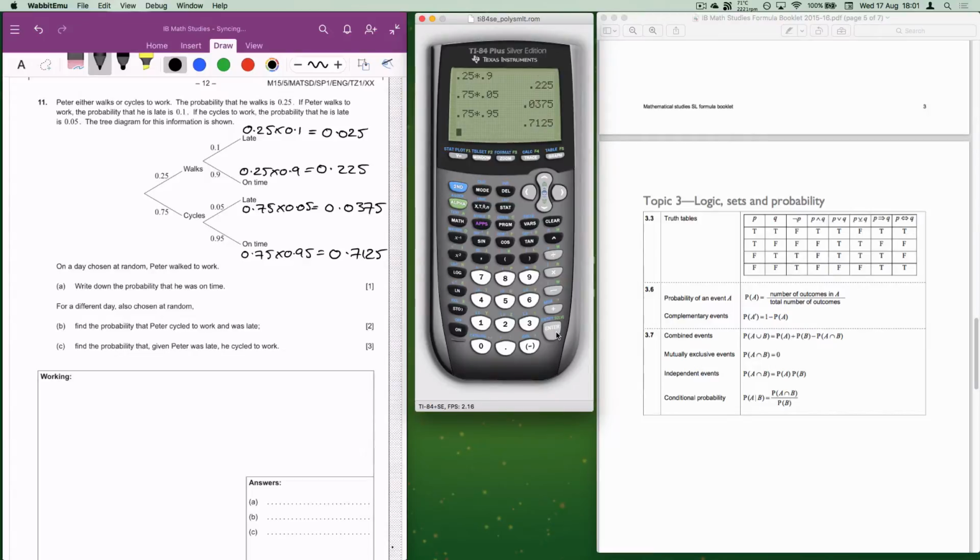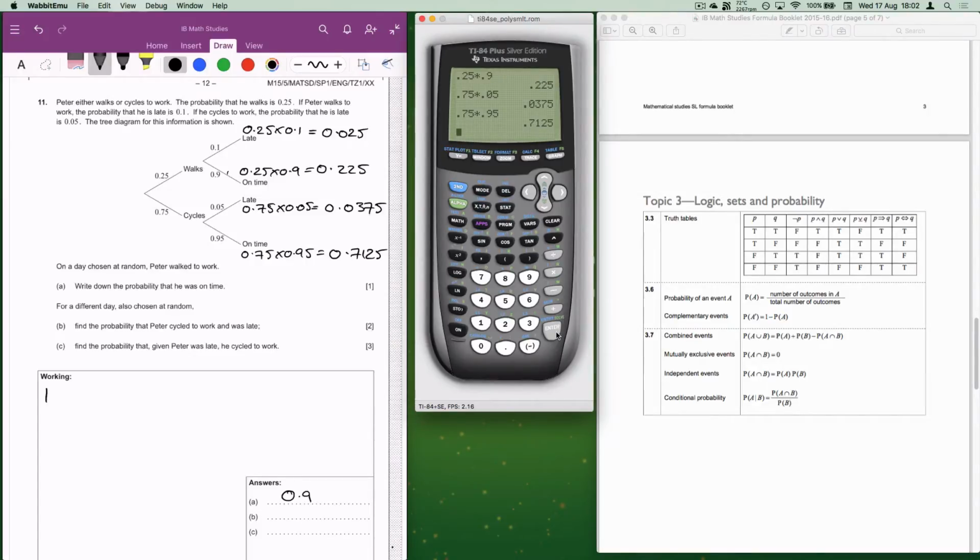On a day chosen at random, Peter walked to work. Okay, so write down the probability that he was on time. So he's walking to work, so the probability that he's going to be on time is 0.9. Really nice and easy. Trick question. It didn't say what is the probability that he walked to work. It says he chosen at random, he walks to work. So from that, what is the probability? So it's 0.9.